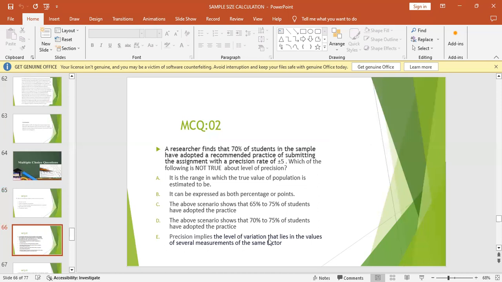Second MCQ: A researcher finds that 70% of the students in a sample have adopted a recommended practice of submitting the assignment, with a precision rate of plus minus 5%. Which of the following is not true about the level of precision? A: It is the range in which the true value of the population is estimated to be. B: It can be expressed as both percentage or points. C: The above scenario shows that 65% to 70% of the students have adopted the practice. D: The above scenario shows that 70 to 75% of students have adopted the practice. E: Precision implies the level of variation that lies in the values of several measurements of the same factor. We have to tell which is not true.